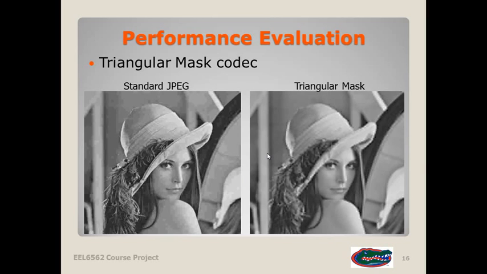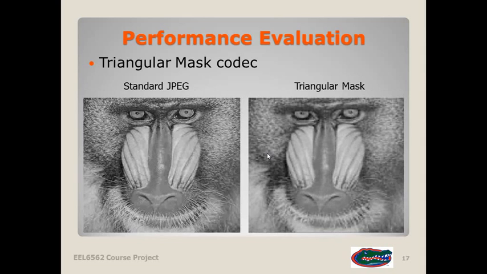However, the edges in the triangular mask method are greatly blurred and distorted, whereas they're relatively sharp in the Lena image using standard JPEG method. Another good example for the triangular mask codec was the baboon image. In the standard image, the hair lines on the sides of the face of the baboon are very clear and still crisp, whereas in the triangular mask method, they're blurred significantly.